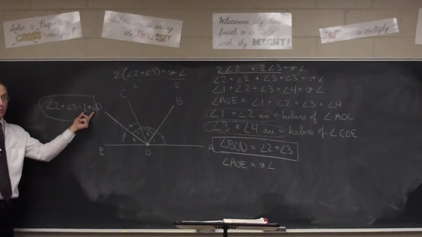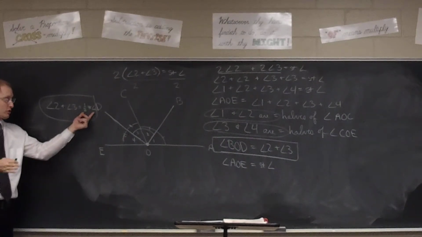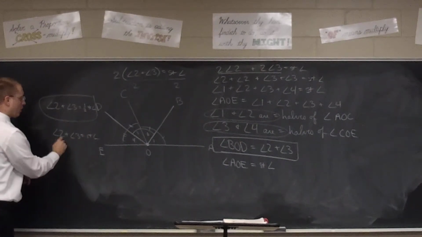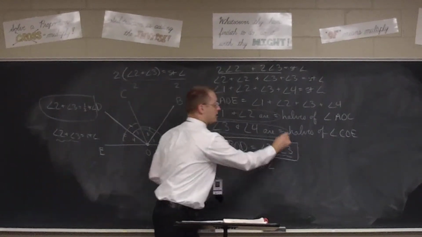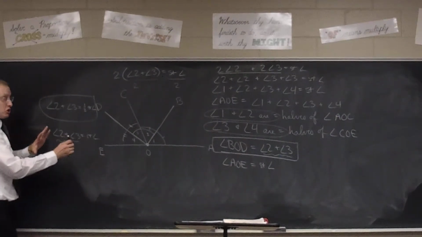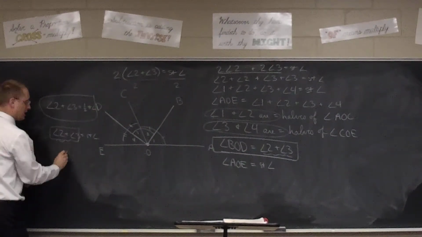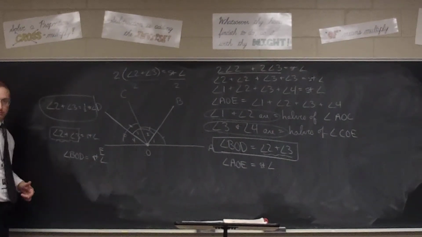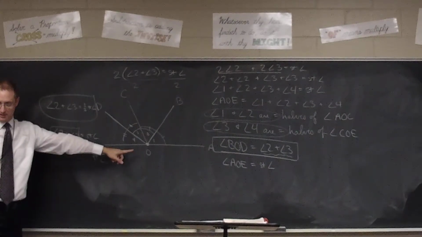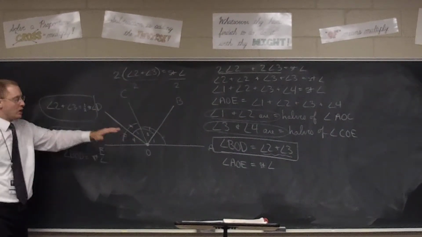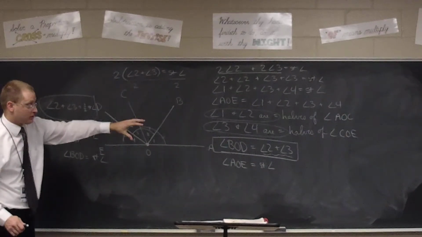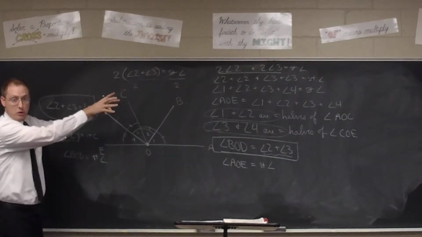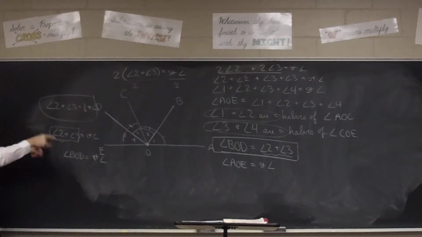What is half a straight angle? A right angle. A right angle is half a straight angle. So therefore angle 2 plus angle 3 is a right angle. What is angle 2 plus angle 3? BOD. So we can substitute BOD for its equal quantity here and say that angle BOD equals a right angle. That's proof. We know this, we know this, we know this, therefore this must be true, and by substitution this must be true, and so on down the line.